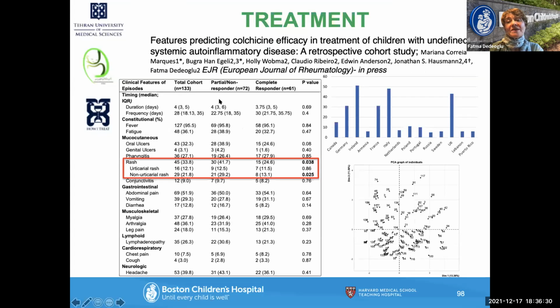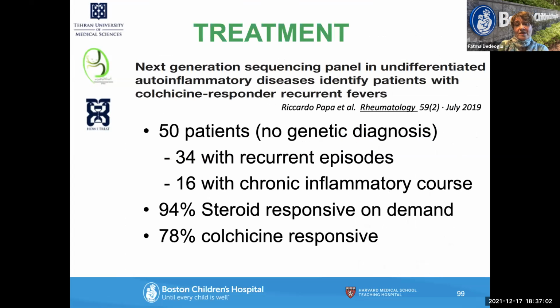We looked at our cohort of about 133 undifferentiated patients in whom we used colchicine, and most of them actually responded, at least partially. Non-responders were very few, and from this limited cohort, we found that if you have rash, especially non-urticarial rash, it predicts that maybe you will be less responsive to colchicine, but that needs to be validated with larger cohorts. And then there's another study from Papaya that also showed that the colchicine response is good in undifferentiated patients. So that would be my primary go-to medication in patients when I don't know exactly what they have at the time.